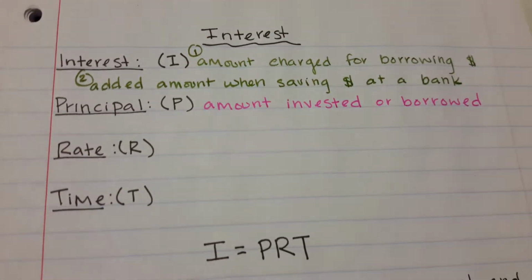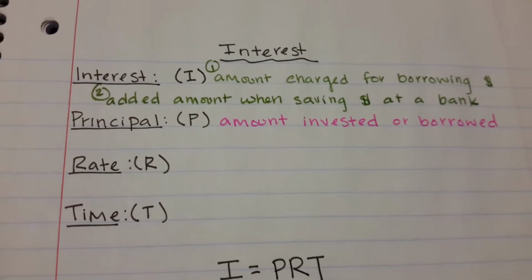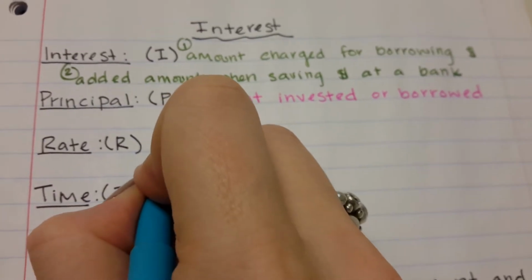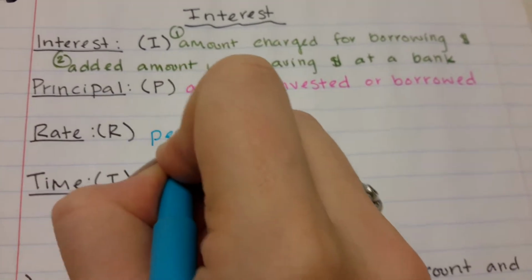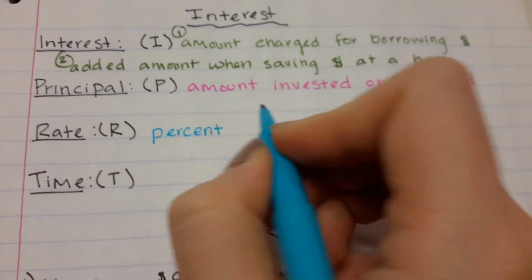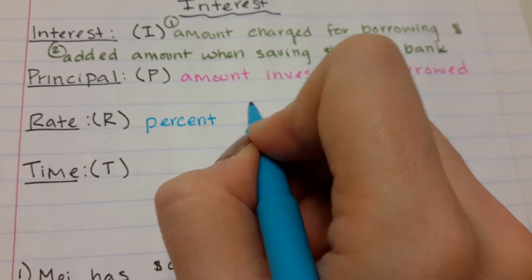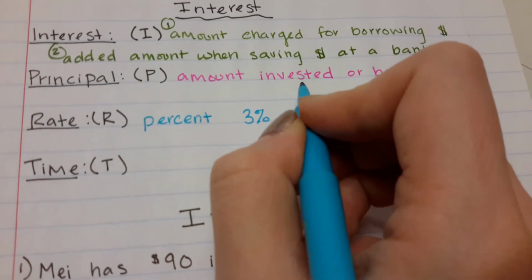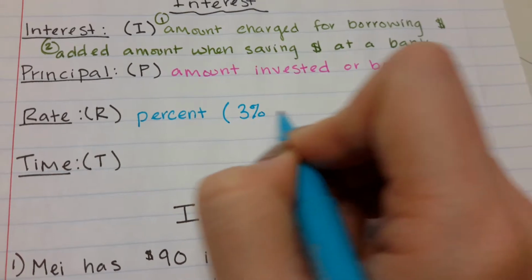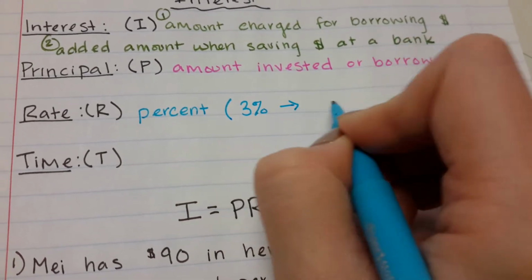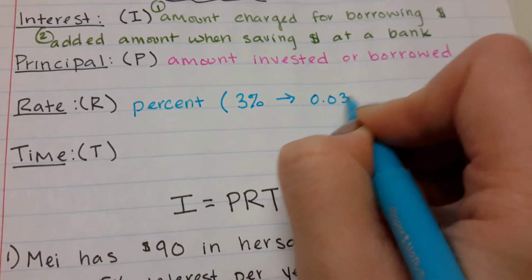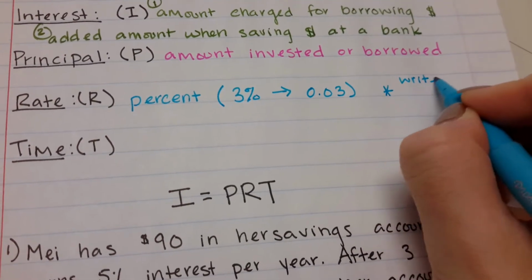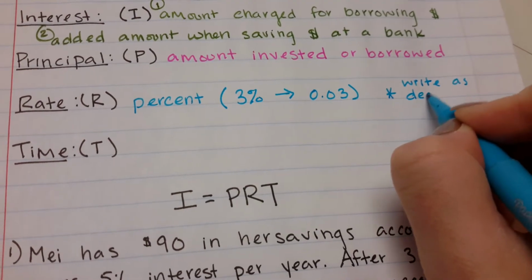Next is the rate. And the rate is simply the percent, and it will be given as a percent, so let's say 3%, but we always want to write it as a decimal. So again, we would convert this to a decimal, which is 0.03. So put a little star there, write as decimal.